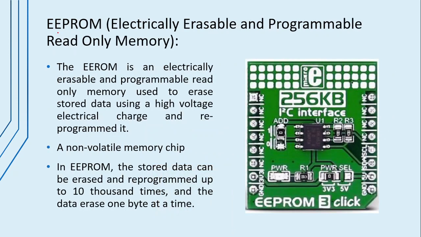Now EEPROM, that is electrically erasable and programmable read-only memory. In the previous one, in EPROM, you required ultraviolet rays to delete the data, but in this one, by using the electric current, you can delete the data. This memory is used to erase stored data using a high voltage electrical charge and reprogram it. Here high voltage is used to delete the data.